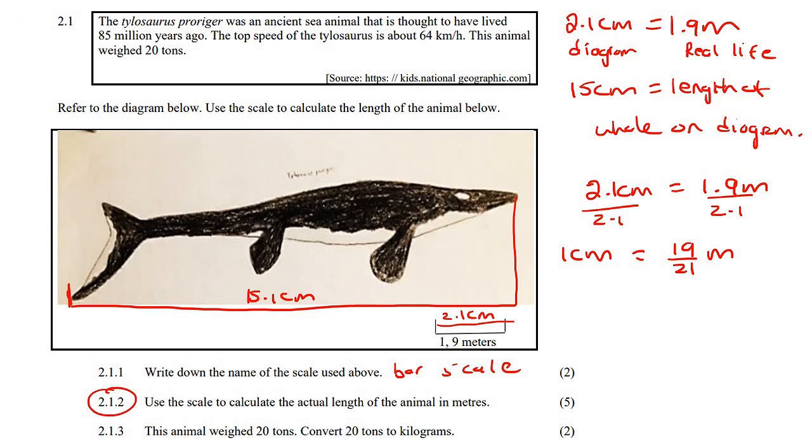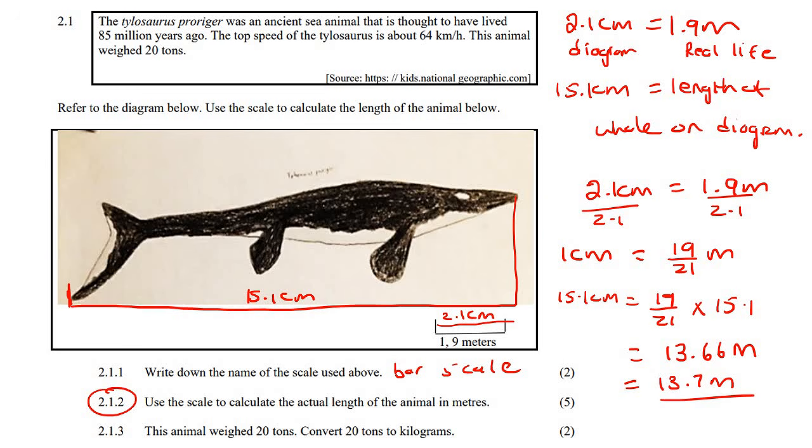Now we know that the length of this whale was not 15, it was 15.1. So if 1 centimeter is that many meters, then 15.1 centimeters would be 19 over 21 multiplied by 15.1, and that'll give us 13.66 meters. But now with rounding, sometimes we use 2 decimal places, sometimes we use 1. With this one, they're only using 1 decimal place here, so the correct way would be to round this to 1 decimal, which would be 13.7 meters.